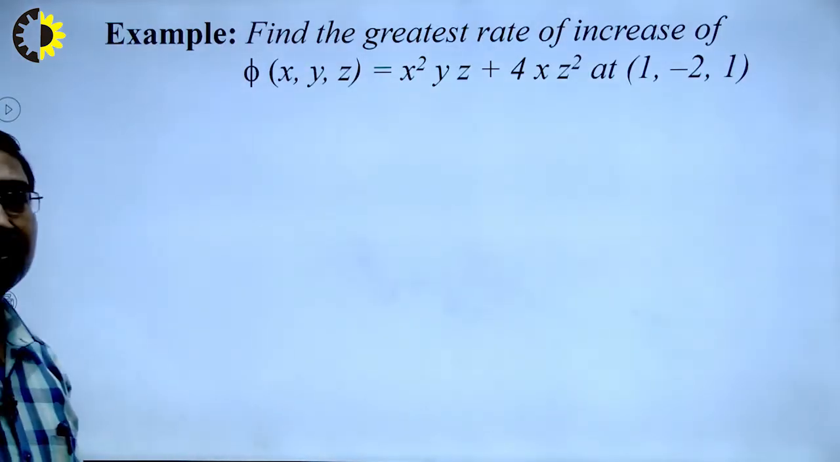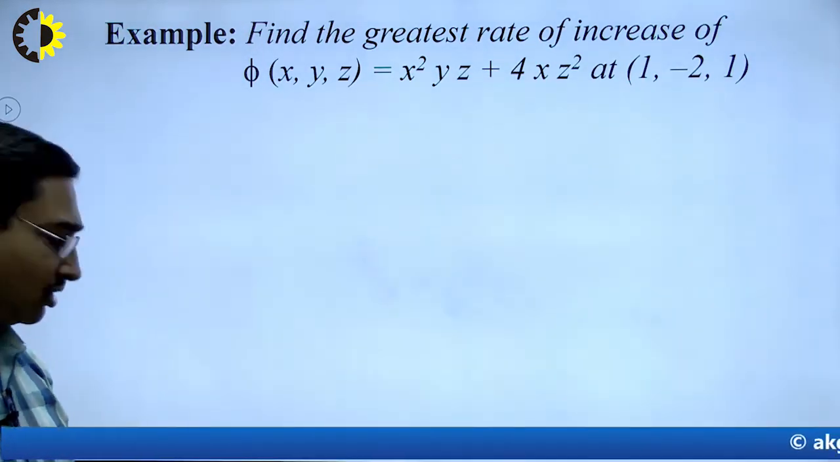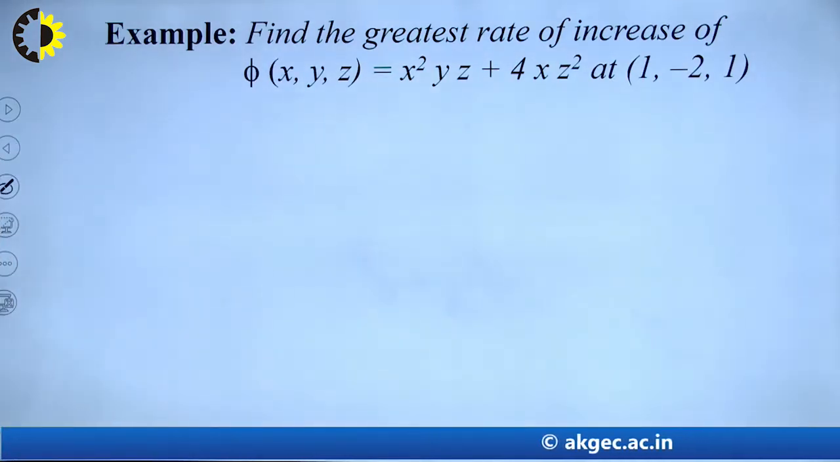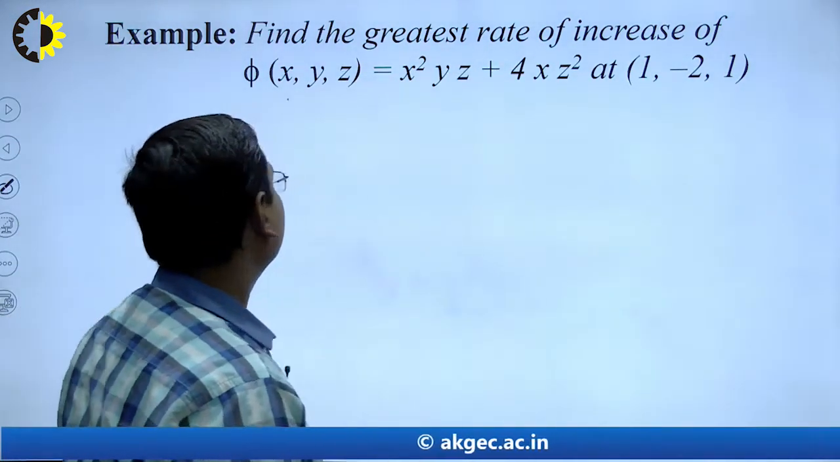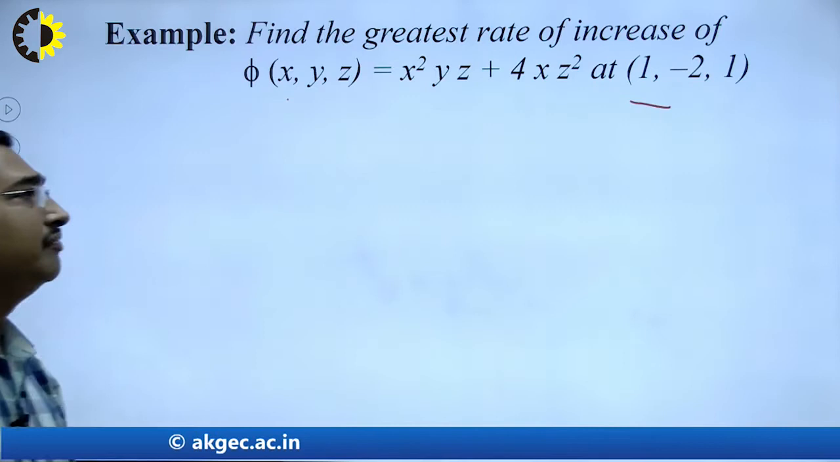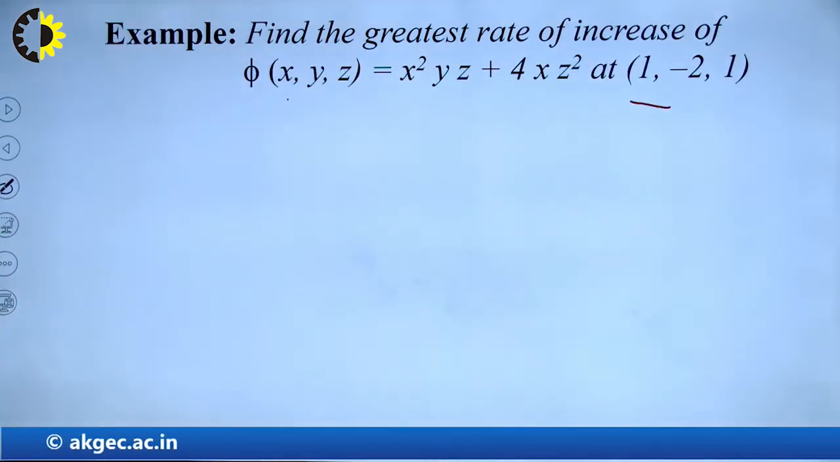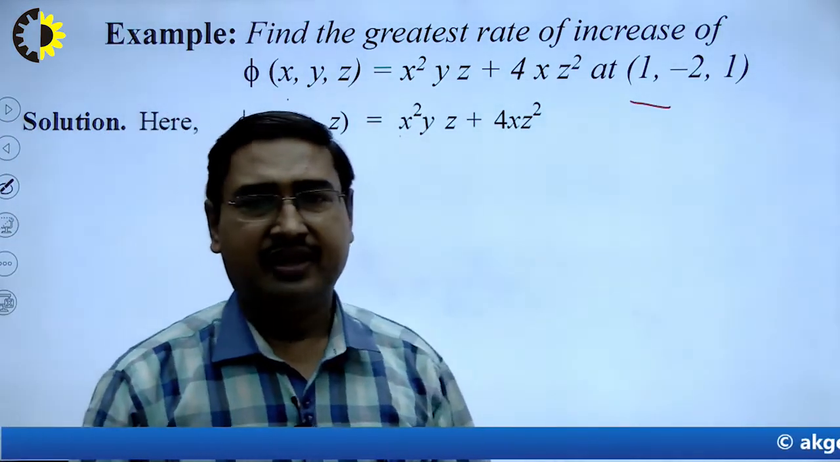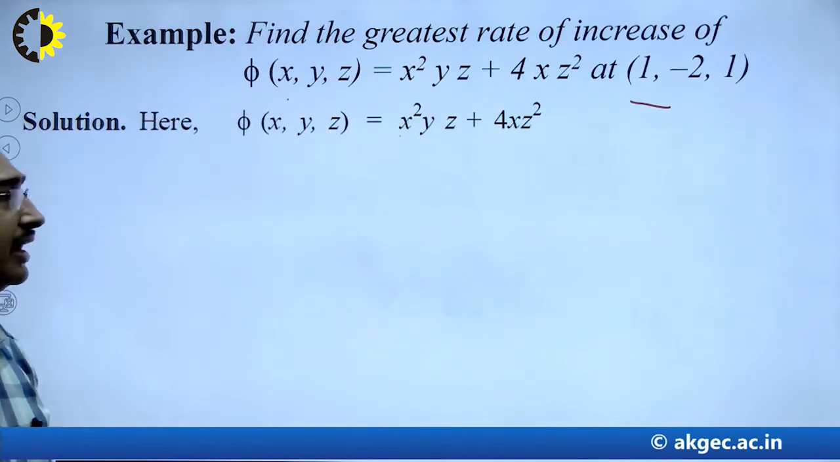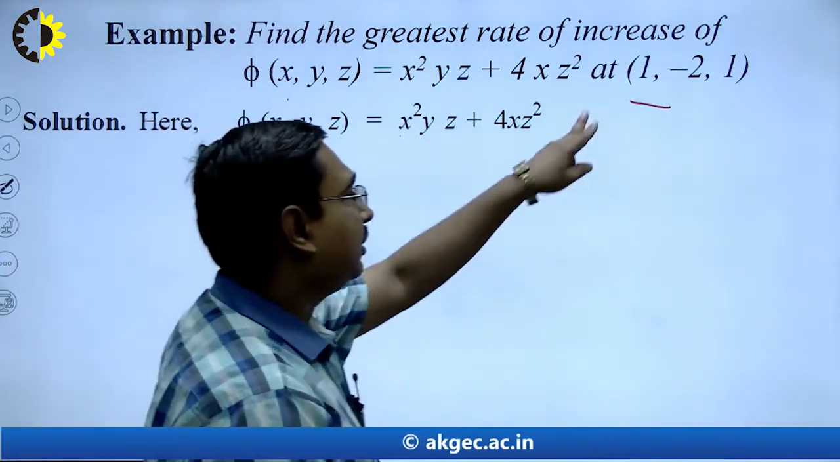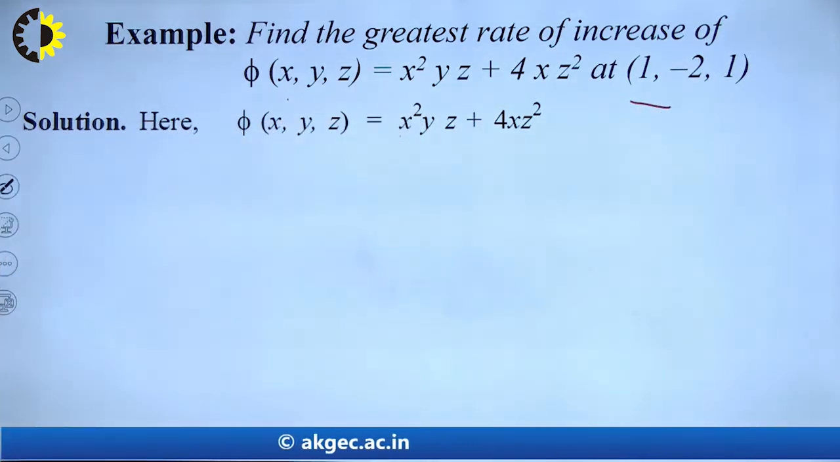We take an example. Find the greatest rate of increase of phi of xyz equals x square yz plus 4xz square at 1, minus 2, 1. This function phi is given, and we want to find the greatest rate of increase of this function at the point 1, minus 2, 1. We know that the greatest rate of increase of phi will be nothing but mod of del phi, and therefore I need to calculate the gradient of this function phi and then its magnitude at this point, and that value will be the greatest rate of increase of phi.